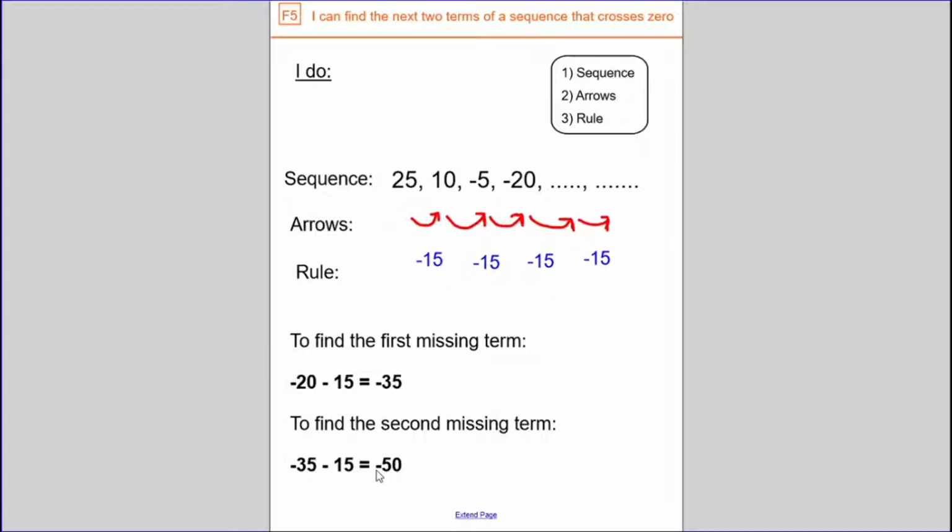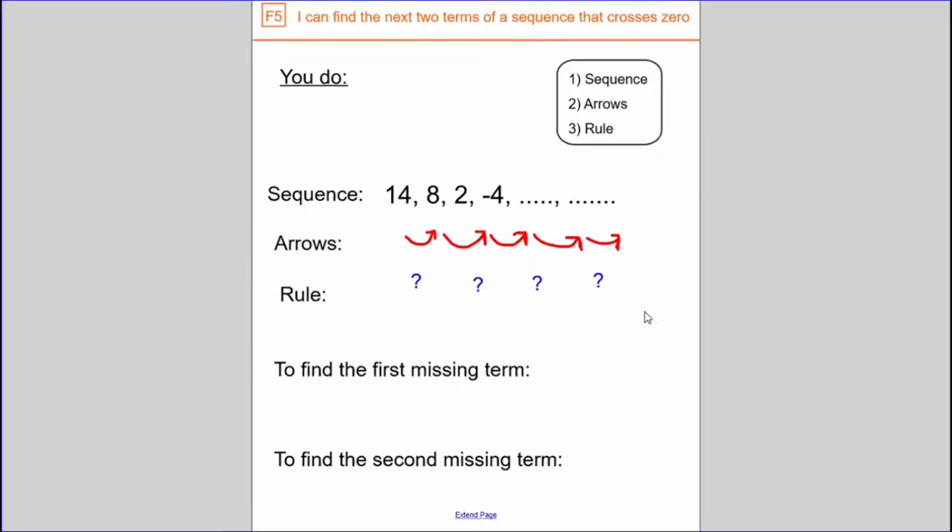So using that, we can find our second missing term. So the -35 is our previous term, then we must subtract 15, and our answer is going to be -50. So if I take note of these two, my first missing term is going to be -35 and the second missing term is -50. So in this case, the fifth term is -35 and our sixth term is going to be -50.